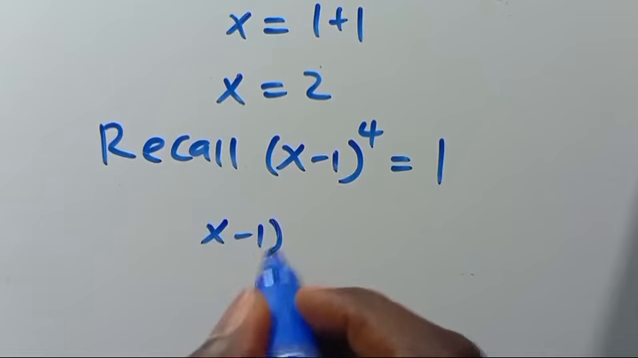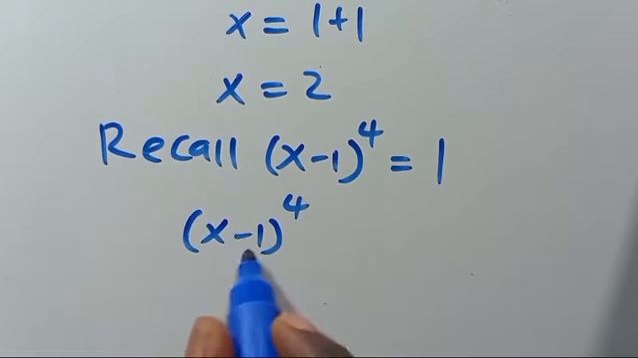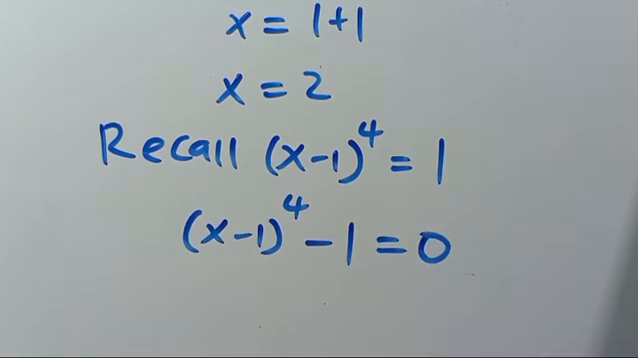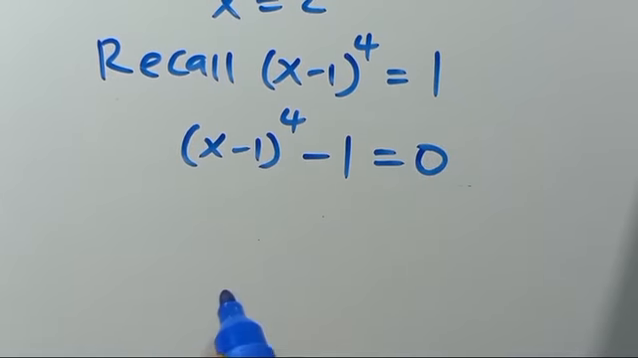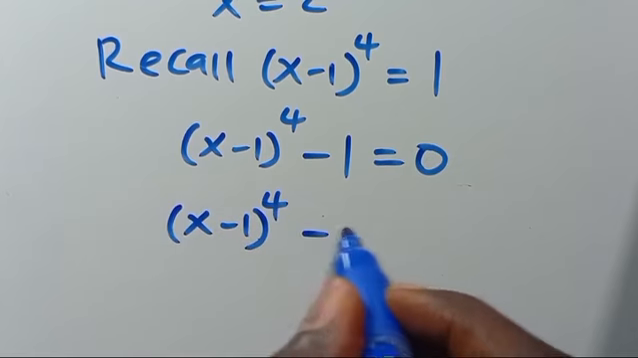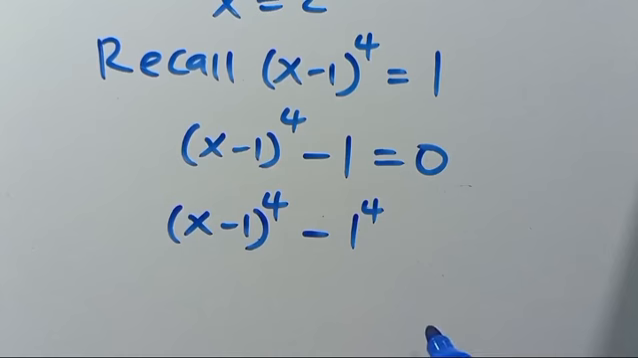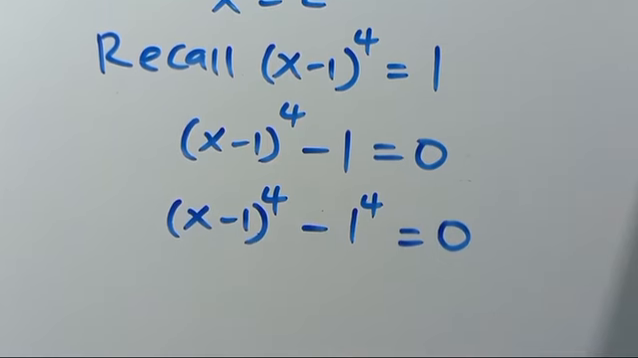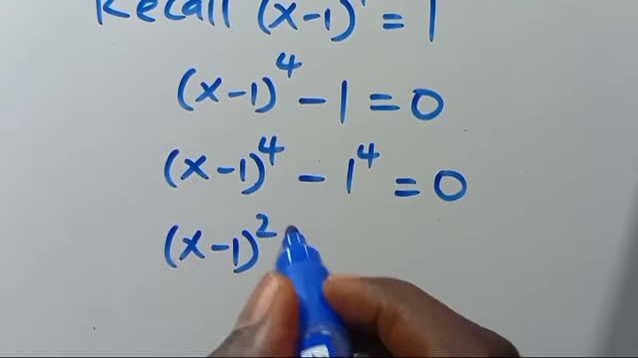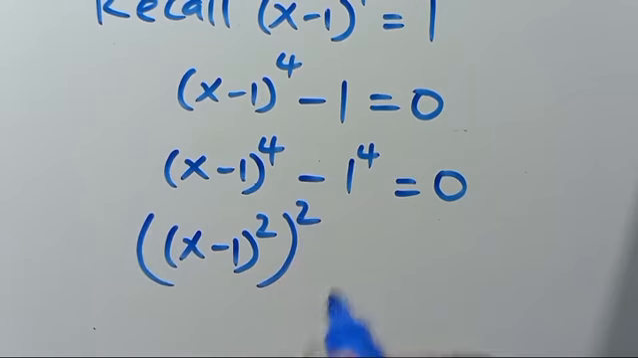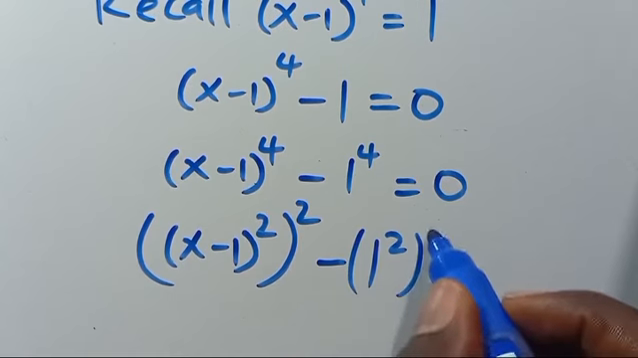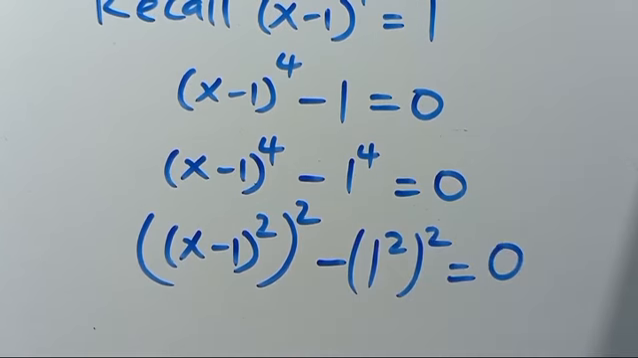Then we have (x - 1)^4 - 1. Let's set the side to be equal to 0. Then from here, we have (x - 1)^4 = 0. We can write this as ((x - 1)^2)^2, since 2 times 2 will give us 4, minus (1^2)^2, still equals 0.